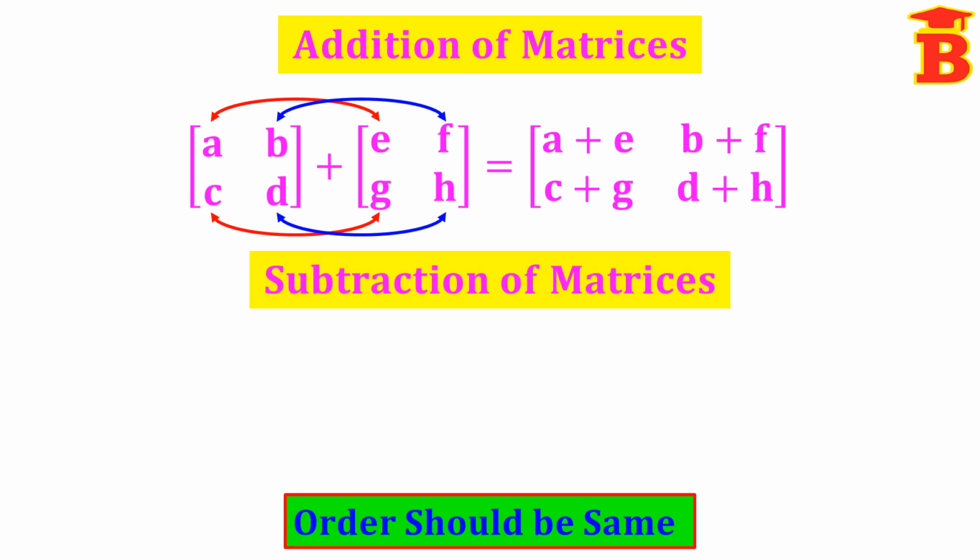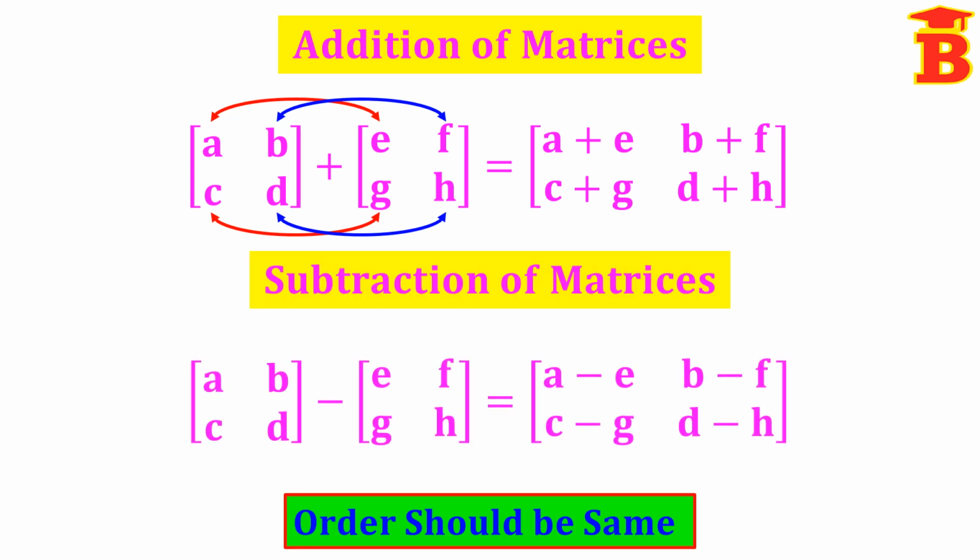Subtraction of two matrices, same procedure. Take the two matrices A, B, C, D, E, F, G, H. When we want to subtract this, we have to subtract the corresponding elements. That is, subtract first elements A minus E. Next, subtract second elements. We get B minus F.